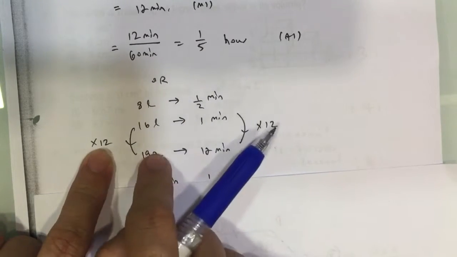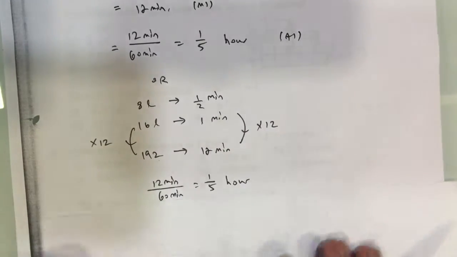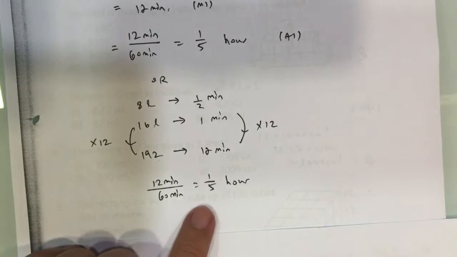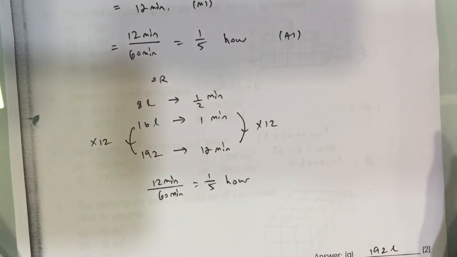So I know I must times 12. So if here times 12, here I must also times 12. So time taken is 12 minutes. Then you convert to a fraction of an hour. 12 over 60 minutes is a 1/5 hour. Done.